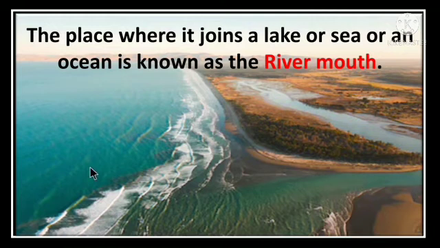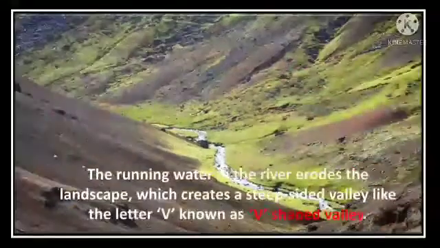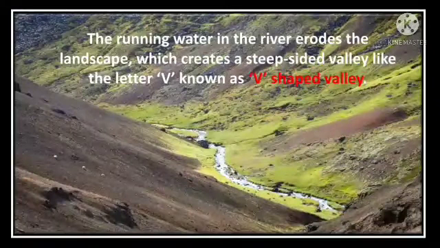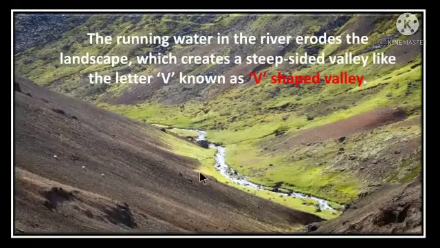Because of such erosion, it forms a V-shaped valley. The running water in the river erodes the landscape, which creates a steep-sided valley like the letter V. A V-shaped valley is formed because of the running water in the river.